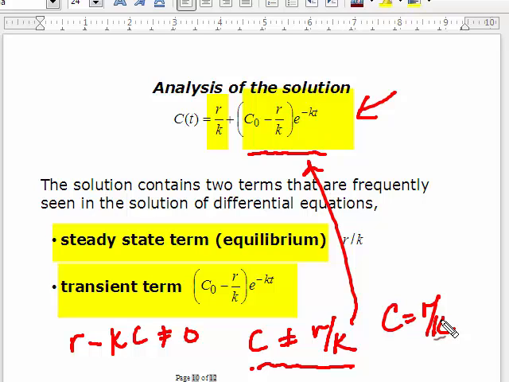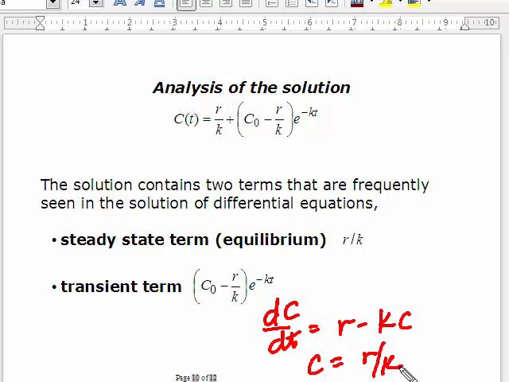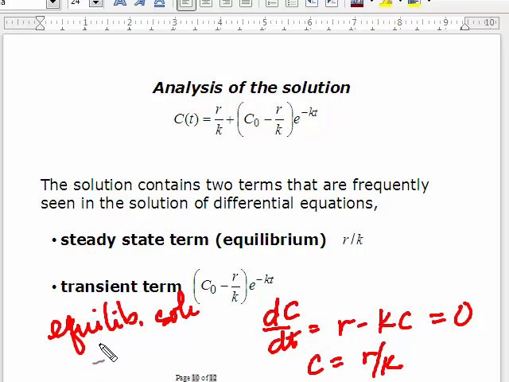What happens when C is equal to R over K? To see that, I'm going to write again the differential equation. dc by dt equals R minus Kc. So when C equals R over K, the derivative is 0. When a derivative is 0, that means you are at an equilibrium solution. Often it's written with a subscript. C equilibrium in this case is R over K.